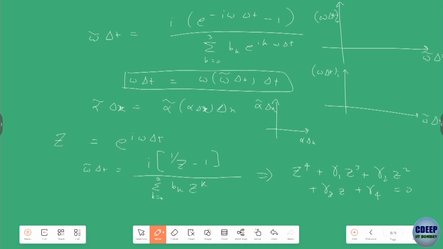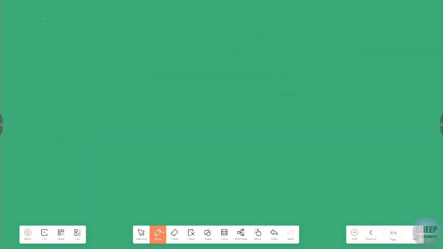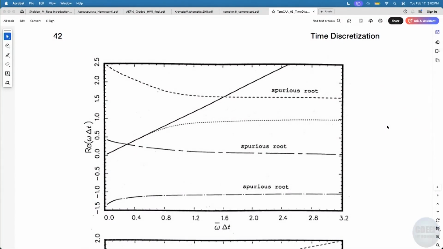So what you will find is that z1, z2, z3, z4 are separate functions of omega tilde delta t, and these are all complex. So this is a plot of the real part of omega delta t, which is the real part of z, versus the omega tilde delta t on the x-axis. So this is that plot, and there are 4 solutions. These are the 4 roots, how they vary with various choices of omega tilde delta t.